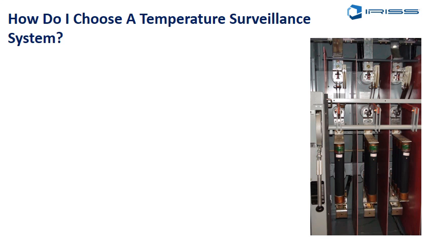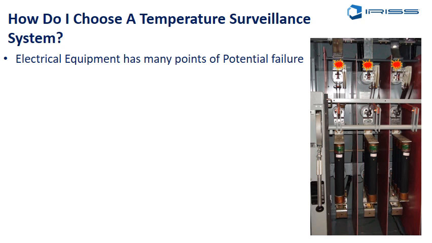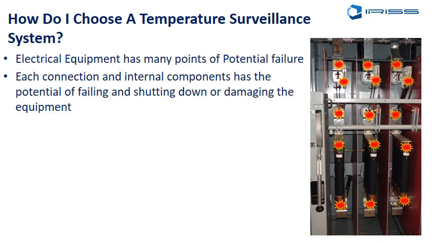So, where do we start? When we look at electrical systems, if you look at this panel here, this electrical panel has many points of potential failure. Each connection or internal component has the potential of failing and shutting down or catastrophically damaging your equipment.